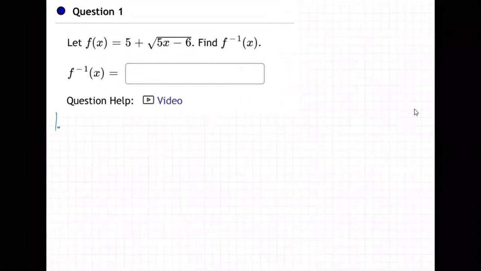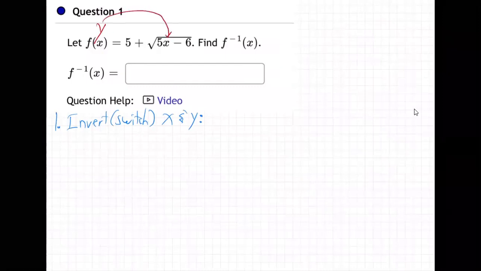So step 1, invert or switch x and y. Switch x and y. Now where's the y? Well, y is right here. That's our f of x. Our function f of x is our y. So we're going to switch these. So x will go out here, and y will go right there. So we inverted, we switched x and y.